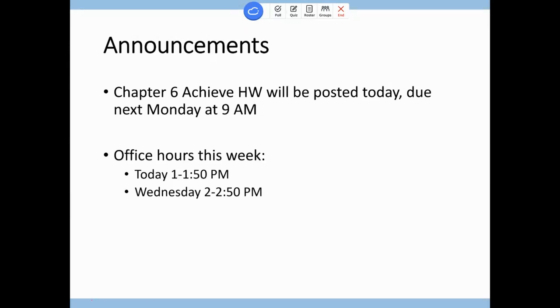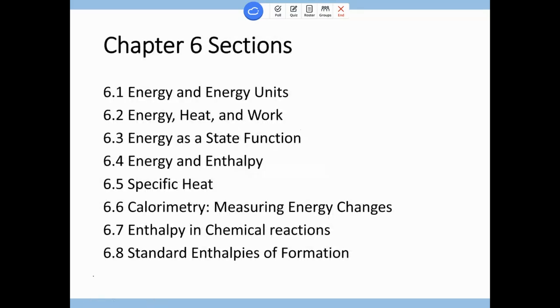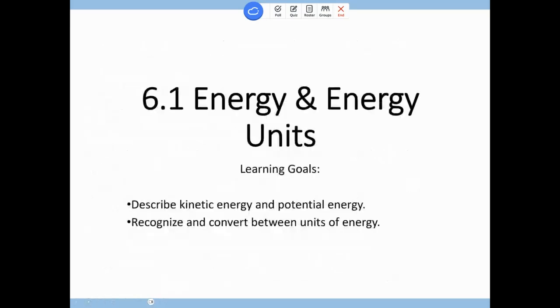So we're going to go ahead and start our next chapter, which is Chapter 6. Chapter 6 is all about thermochemistry. And really, this chapter is about energy, the energetics of chemical reactions, how we can calculate energy changes, and what that looks like. So, sections here as an overview, list of learning outcomes as an overview, but we'll jump right in to section 6.1.